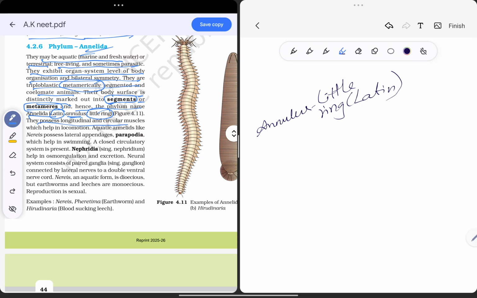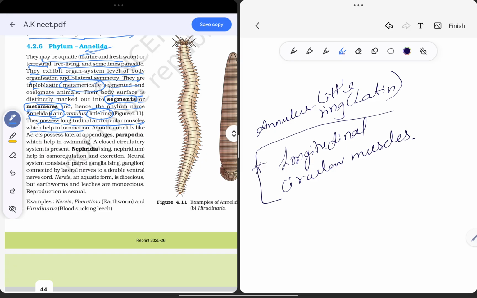They possess longitudinal and circular muscles. Another important point: what kind of muscles do they have? Longitudinal and circular muscles, which help in locomotion. These muscles help in locomotion of Annelida.